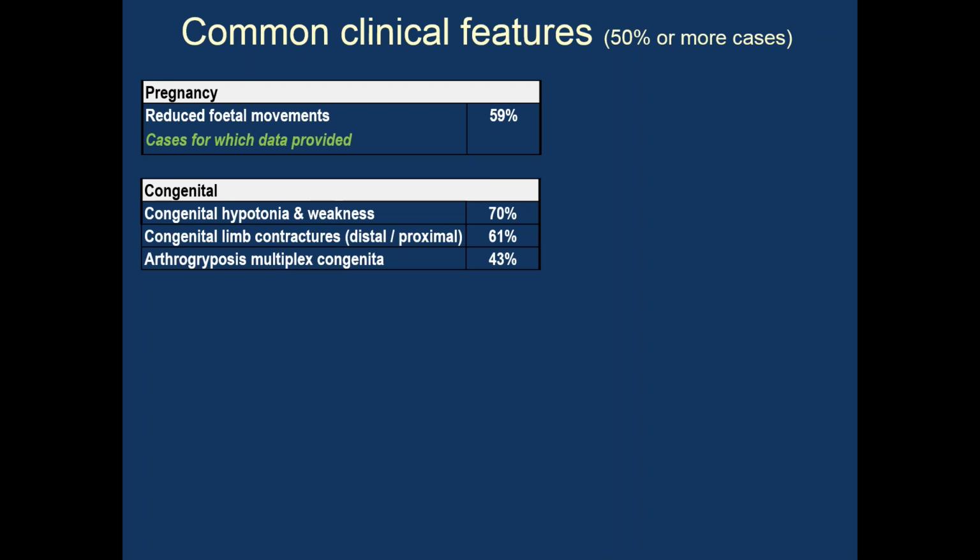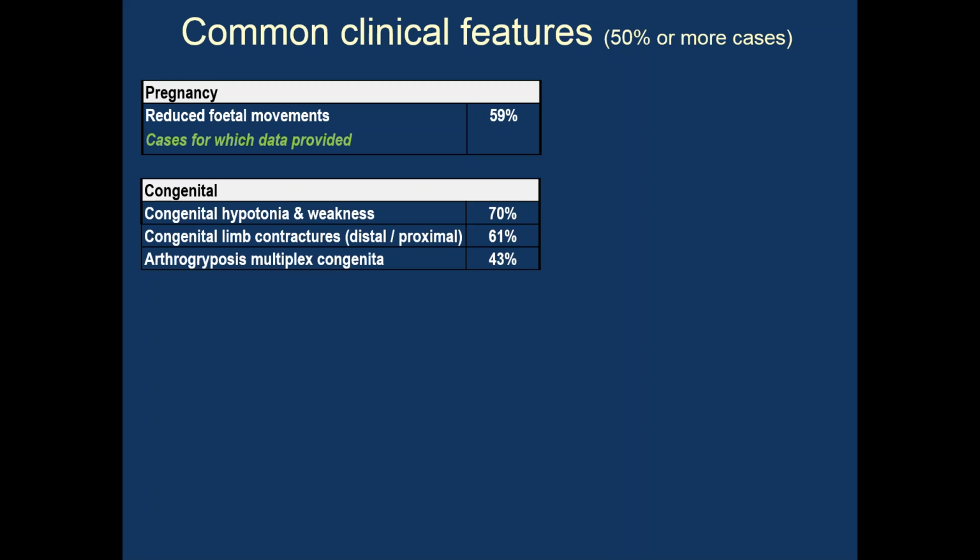In terms of the congenital features, so the features that are present at birth, congenital hypotonia, so really low tone, basically floppiness, and muscle weakness, so weakness of muscle movements, were present in 70% of cases. And in the other cases, the weakness usually developed within the first few months of life. The congenital limb contractures, so contractures, the fixed deformities of the limbs, usually the legs or the hands or the arms. They could be distal or proximal. So distal means feet and hands. Proximal is sort of knees and hips, elbows and shoulders.